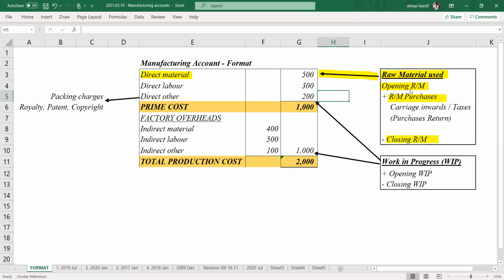Material used. Direct labor, they will give you in the question. Direct labor will be given. Direct other, remember, you don't have so many direct other expenses. There are only few. One is packing charges. If you have packing charges, you take it under direct other. Or else, you can take royalty, patent, or copyright.